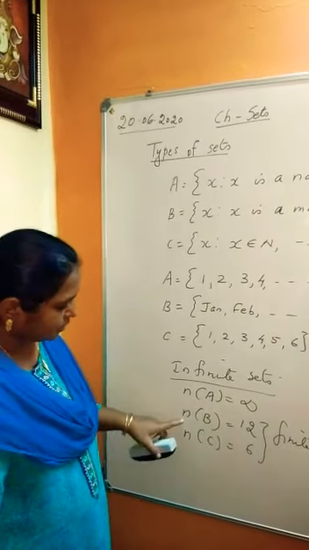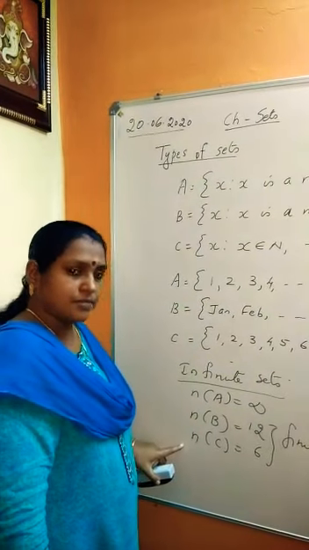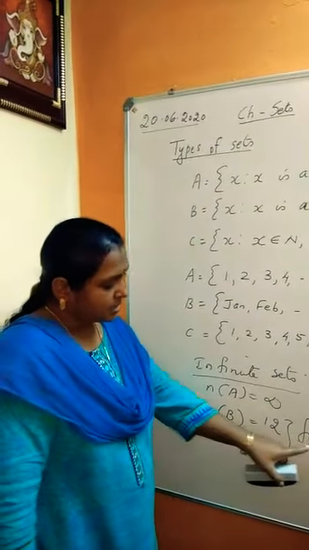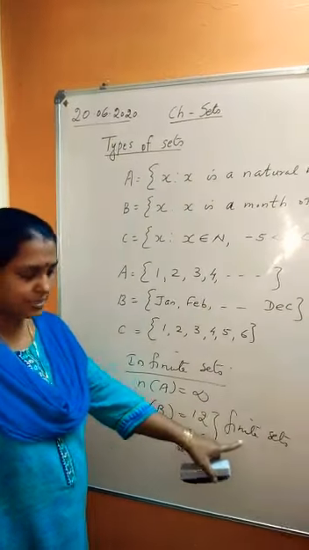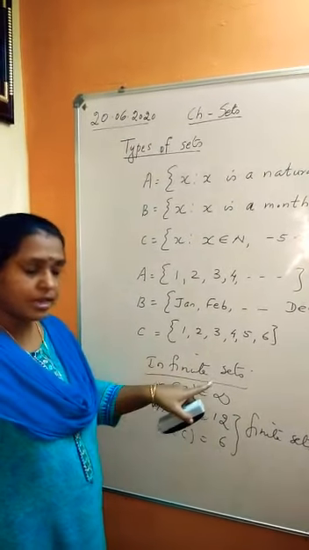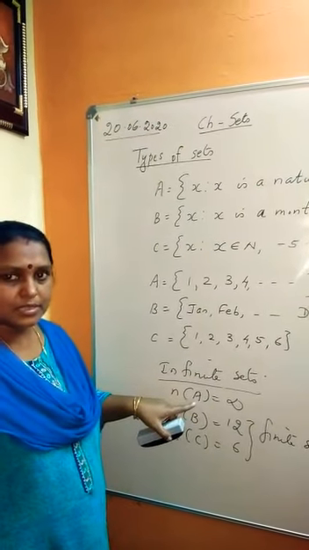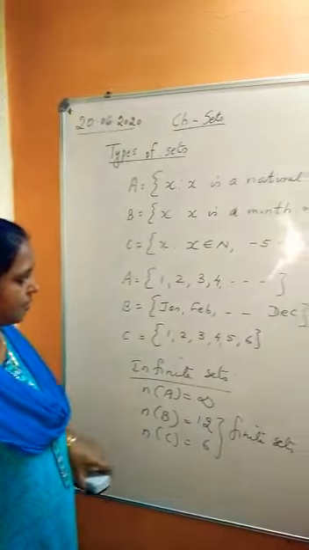The number of elements is denoted by n of A, n of B, n of C, like that. If the number of elements is finite or countable, such sets are known as finite sets. But if the number of elements is uncountable, such sets are known as infinite sets. So this is the classification based on the number of elements.